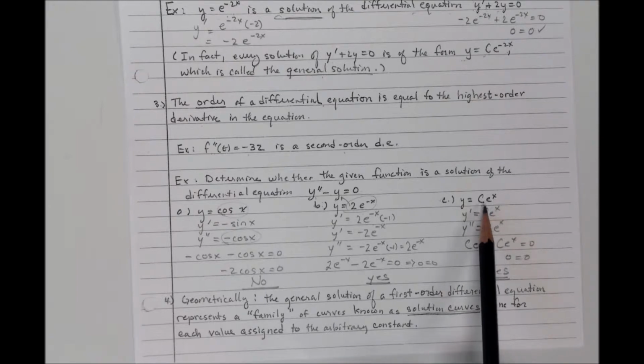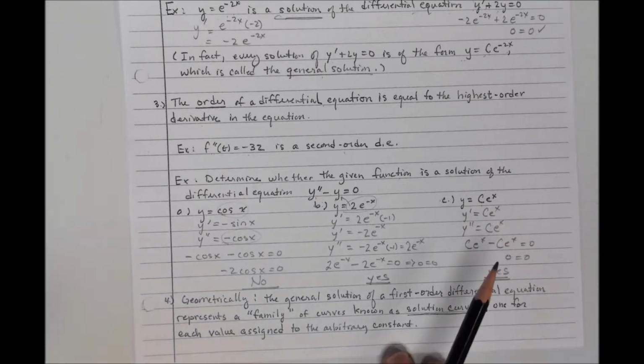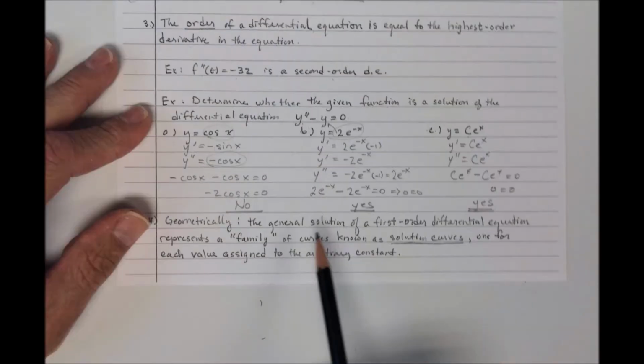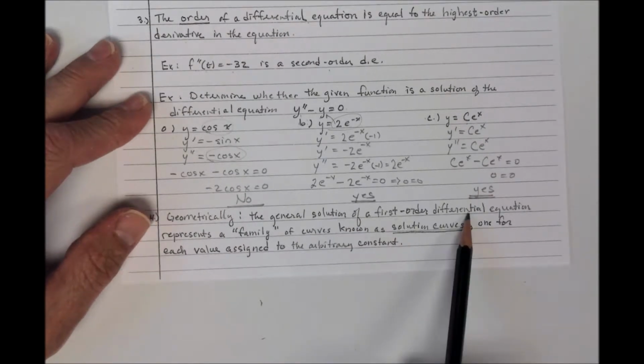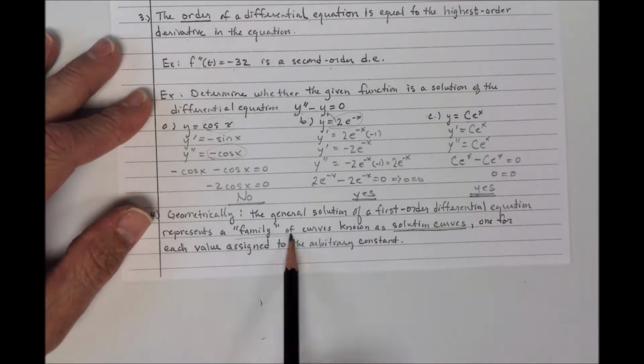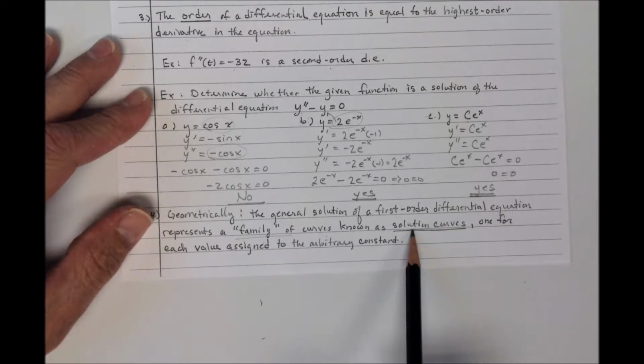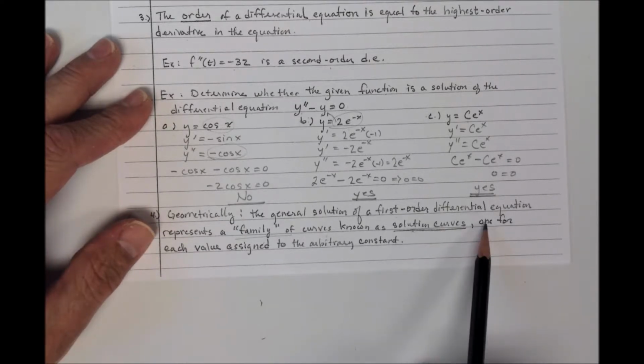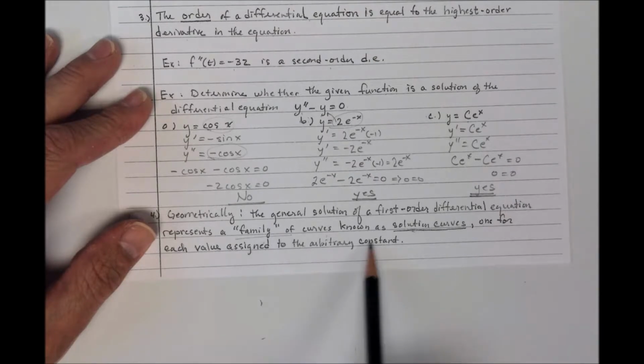It's an exponential curve, but with c, depending on if it's positive or negative, you would get a different variation of it. You might get a reflection, or you might get some type of stretching or shrinking, a dilation, of the graph of y equals e to the x. So in thinking of it in terms of geometry, the general solution of a first order differential equation is a family of curves known as solution curves. And then you get each one of these curves for each value that's defined for the arbitrary constant.